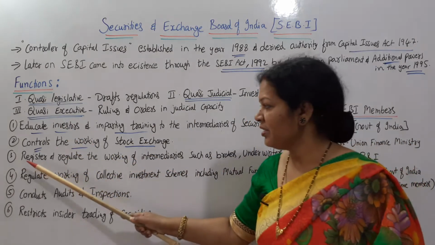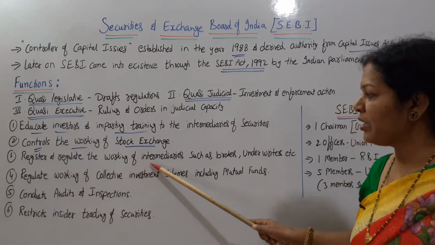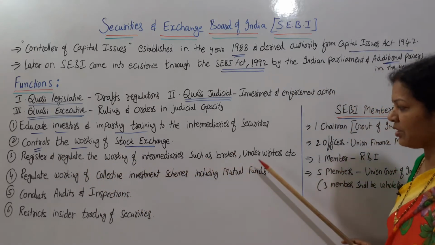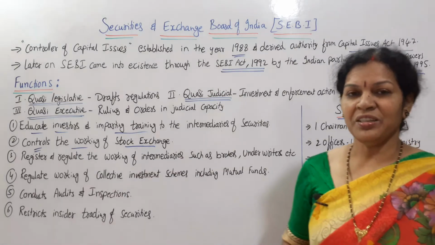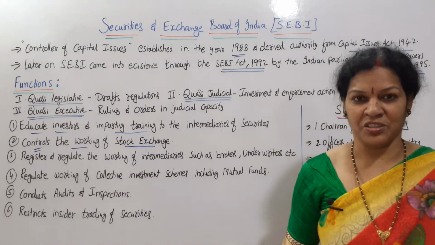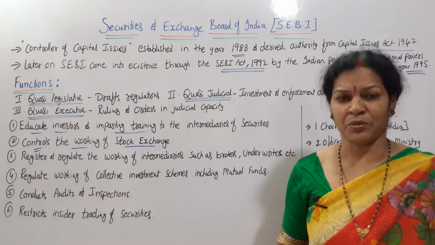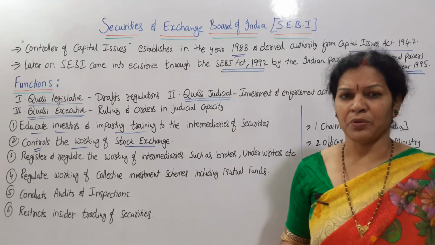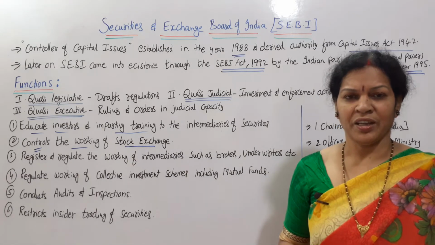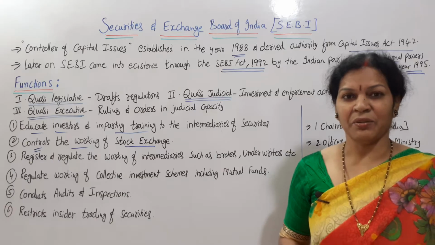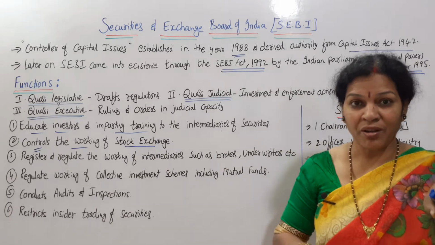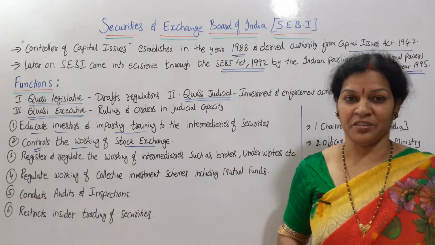Next, it registers and regulates the working of intermediaries such as brokers and underwriters. Who are the intermediaries of the stock exchange? We have seen in the last class: bulls, brokers, underwriters, and bears, Tarniwala. So many people, all these people are intermediaries.